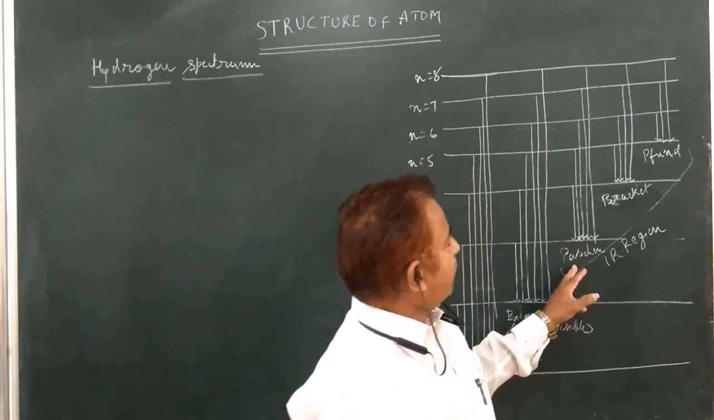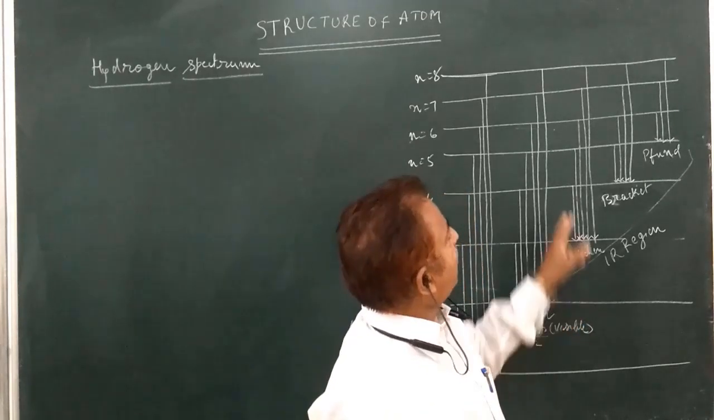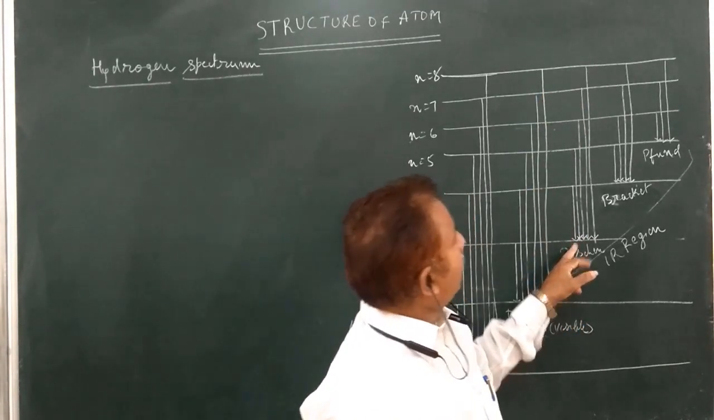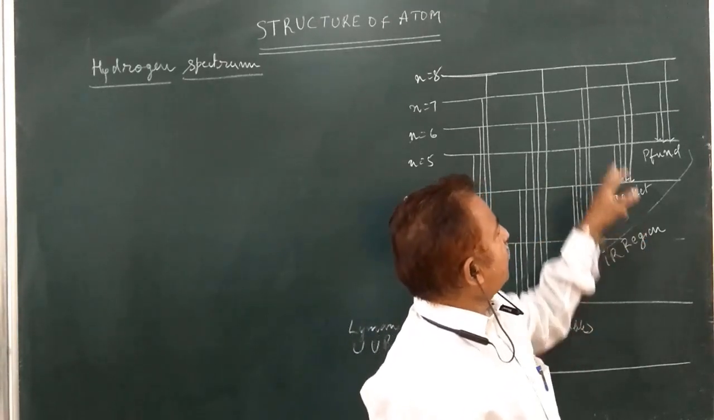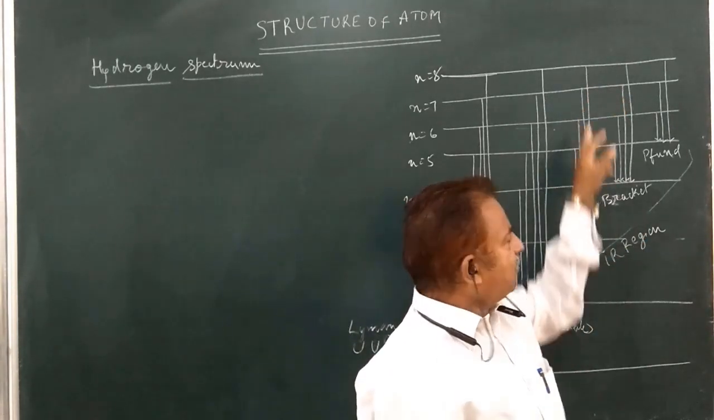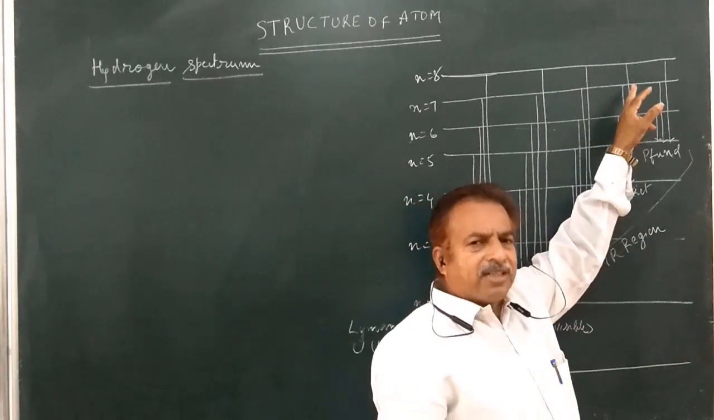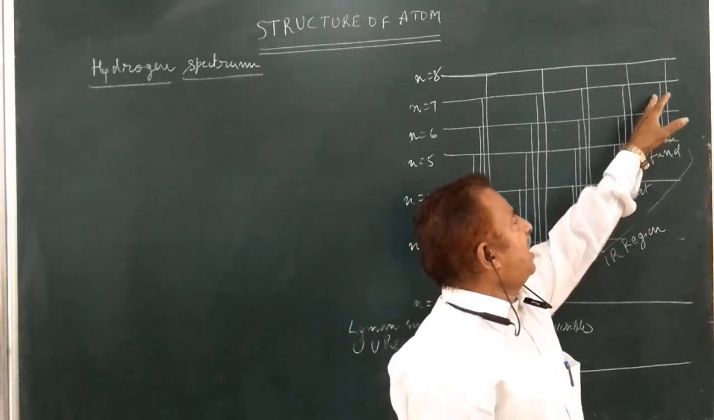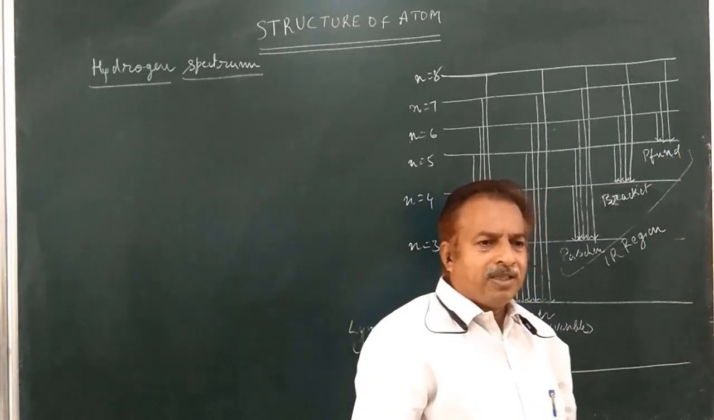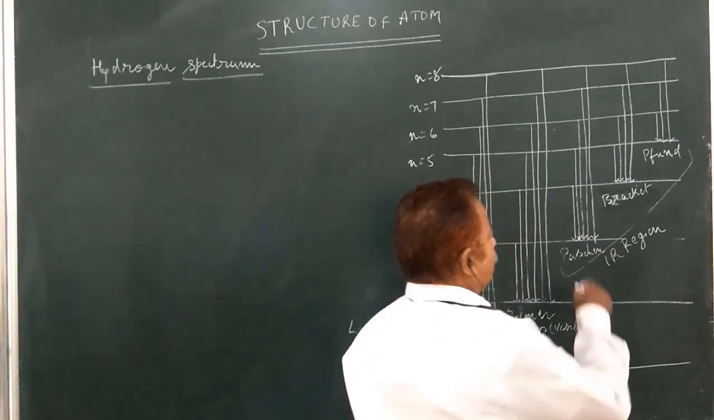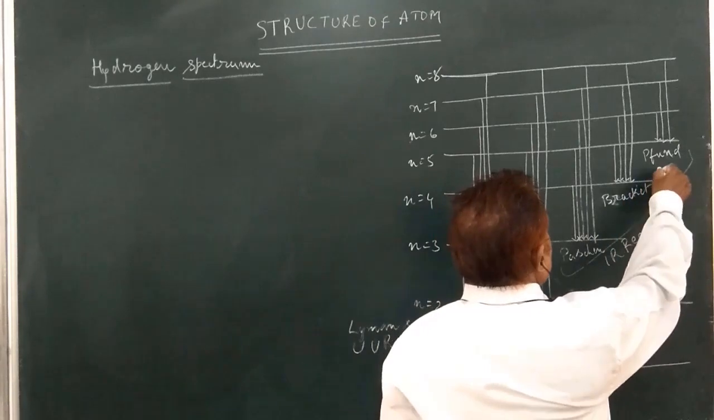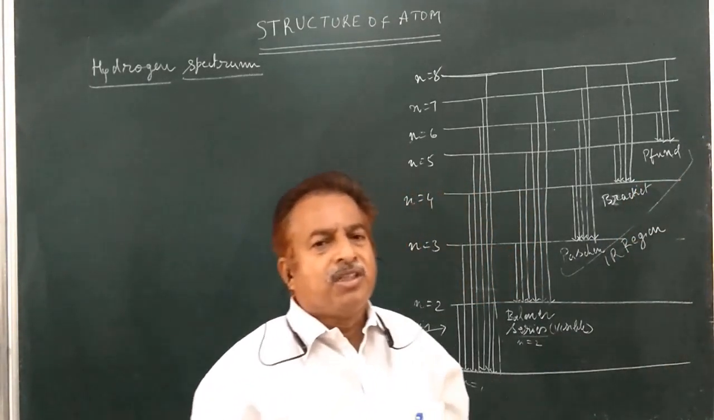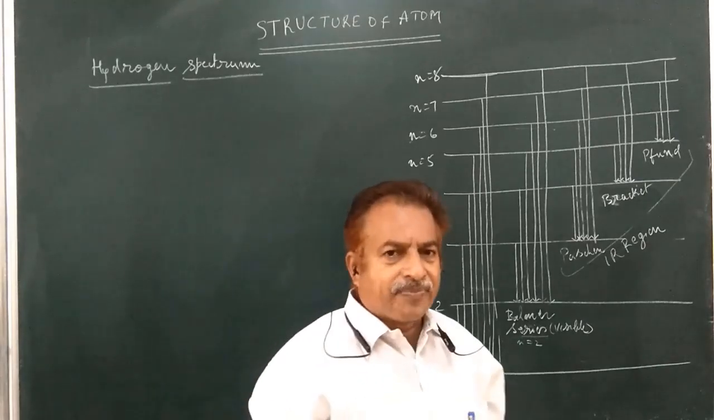Whereas the Paschen series of spectral lines is obtained when electrons come from a higher level to the third level. The Brackett series is obtained when the electron comes from a higher level to the fourth level, and the Pfund series of spectral lines is obtained when the electron comes from a higher level to the fifth level. Keep in mind that the Paschen series, Brackett series and Pfund series, these three series of spectral lines, are observed in the IR region.